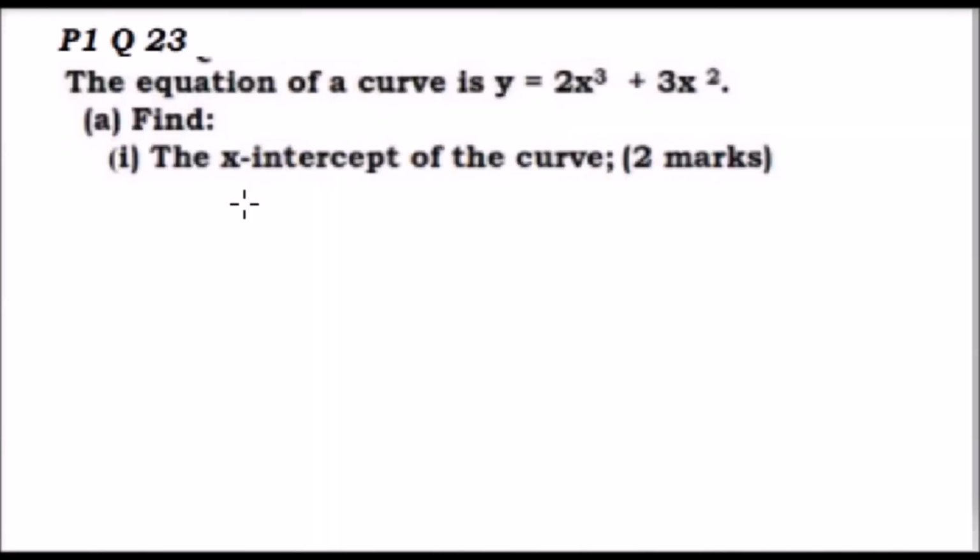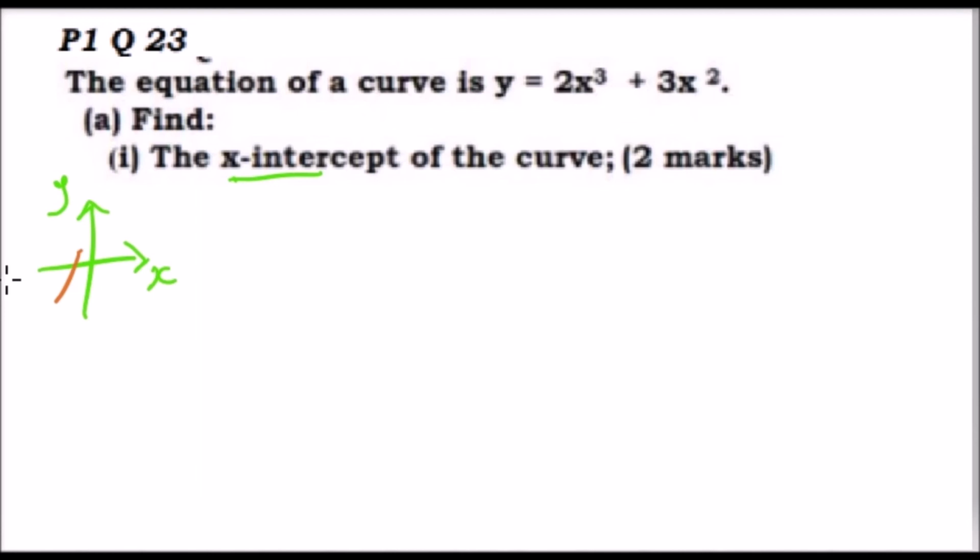Question number 23, we are told the equation of a curve is y equals 2x cubed plus 3x squared. Part A, find the x-intercept of the curve, and you get 2 marks. So what you need to understand here is that the x-intercept is where the graph cuts the x-axis. If we say this is our x-axis and y-axis, the point where the graph cuts the x-axis is our x-intercept.